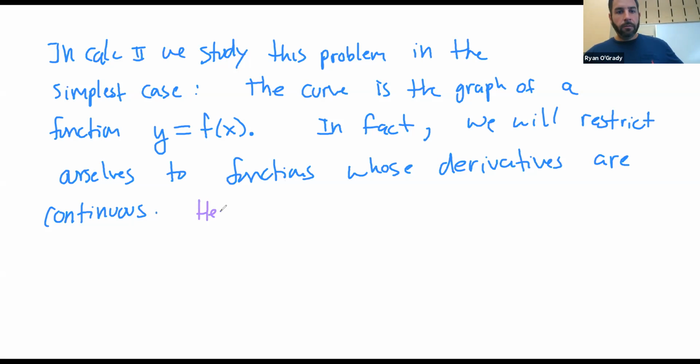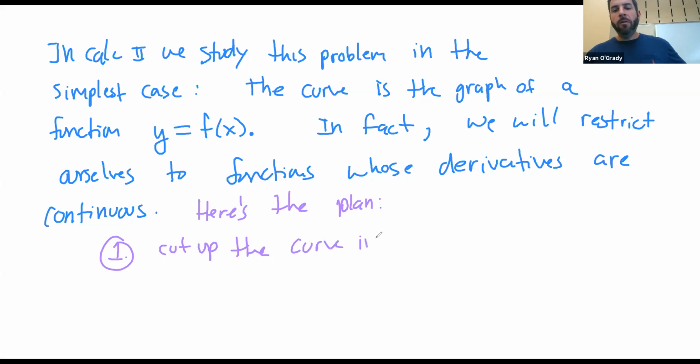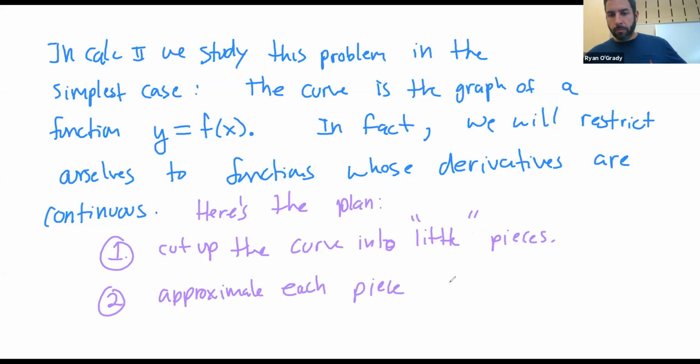So here's the plan. And this is very similar to how we did volume. Here's the plan. 1, cut up the curve into little pieces. We'll call them little, it's relative. And then the next thing we'll do is we'll approximate each piece with a straight line. Now this seems completely reasonable.